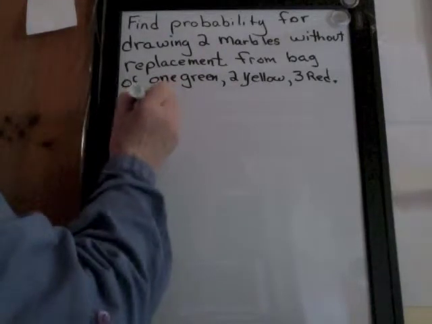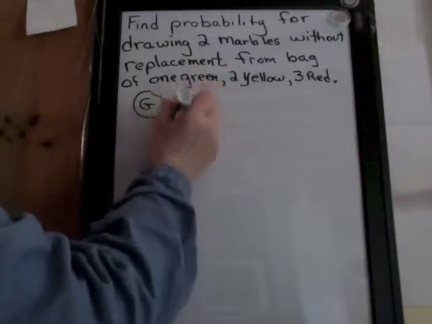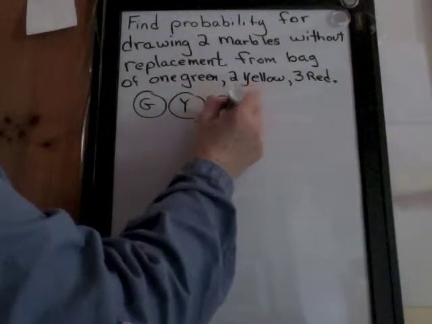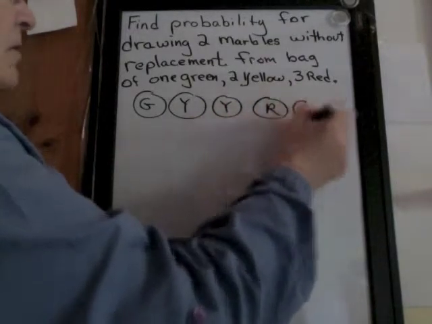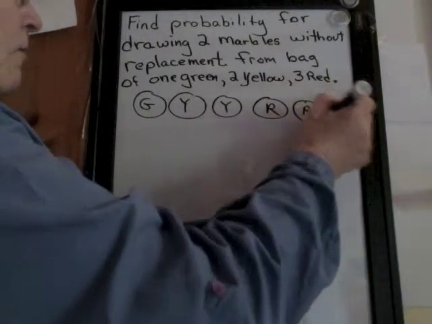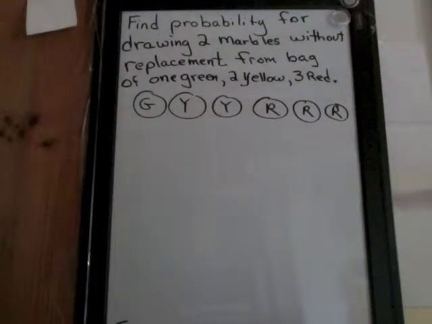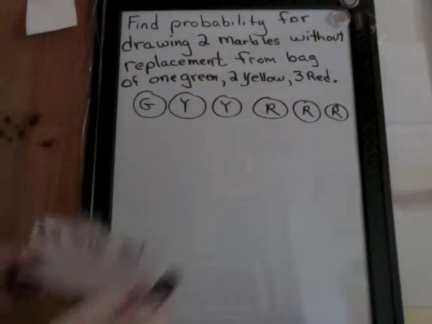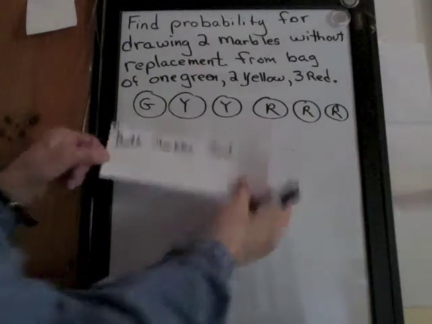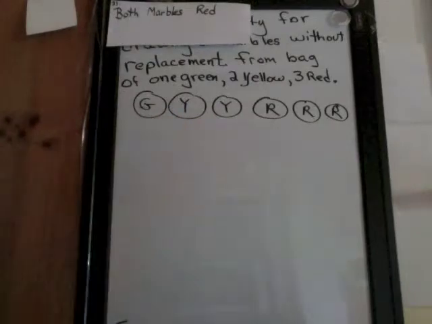So we have green, we have 2 yellow, and we have 3 red. So there's kind of a visual of what's going on. And now we're going to be asked to find the probability of some events based on a bag with those marbles. And the first question is, both marbles are red. So how do I figure this out?